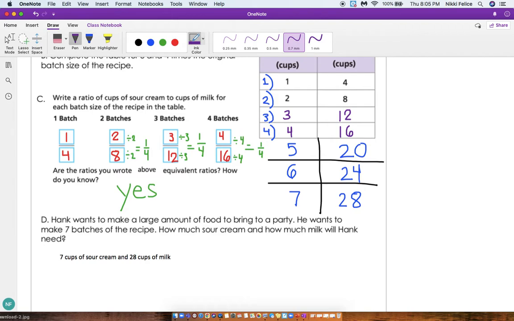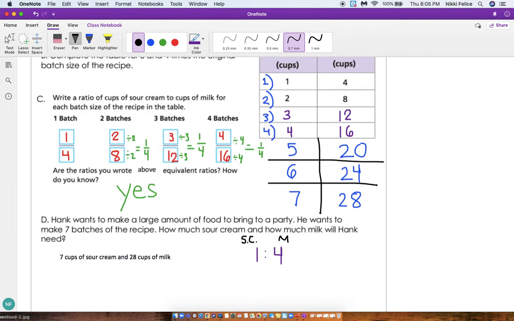So our original ratio of sour cream to milk is 1 to 4. And I always like to label my ratio. This is the sour cream side, just so I don't forget. And this is the milk side.